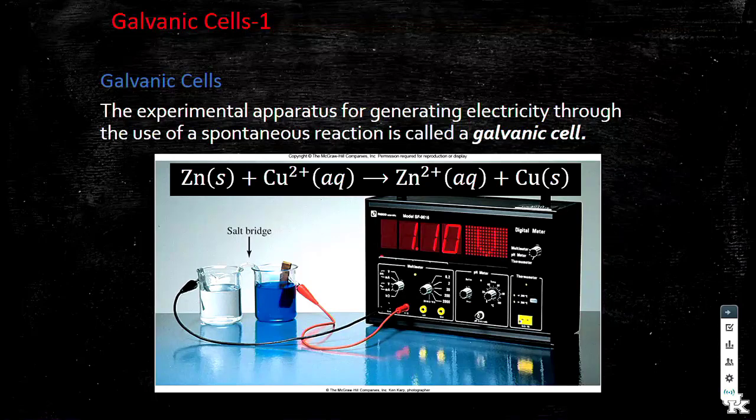All right? So zinc is being oxidized, copper 2 positive being reduced. And the voltage is the potential energy between these two reactions. That's what voltage is. It's potential energy. So between the zinc being oxidized and the copper 2 positive being reduced, we have a voltage of 1.10 volts.